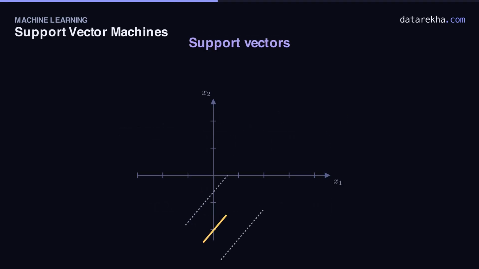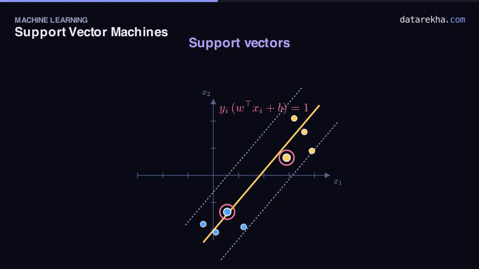Now the idea that gives these machines their name. Here is the boundary, and its two margin lines, with the points scattered on both sides. Look at the points that actually touch the margin lines. One gold, one blue, sitting right on the edge of the street. These are the support vectors. They satisfy y times the score equals exactly 1. And here is the surprising part. These few points alone pin down the entire boundary. Every other point sits comfortably outside the margin, with its score greater than 1, and it has no say at all. Delete one of those faraway points, and the boundary does not move a hair.